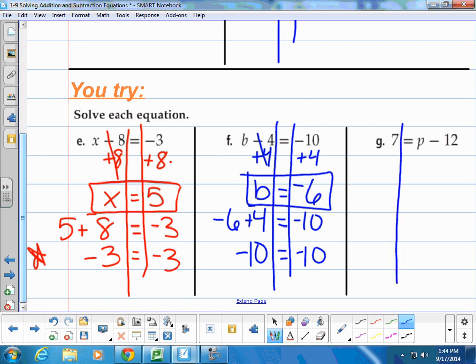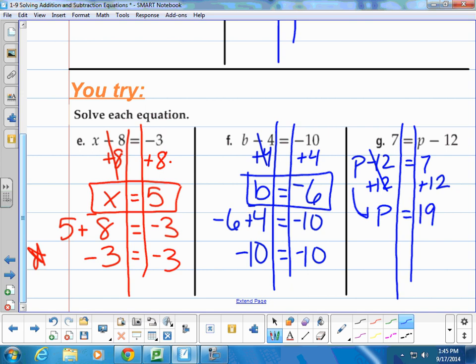One more over here. And remember, if you'd like, you can rearrange this, and I'll just do that right now. P minus 12 equals 7, for those of you that want your variable on the left. Undo taking away 12 by adding 12, inverse operation. Do the same on the other side for the properties of equality. So then P comes down, equals 19. Plug it in. 19 minus 12 should equal 7. What do you know? It really does.